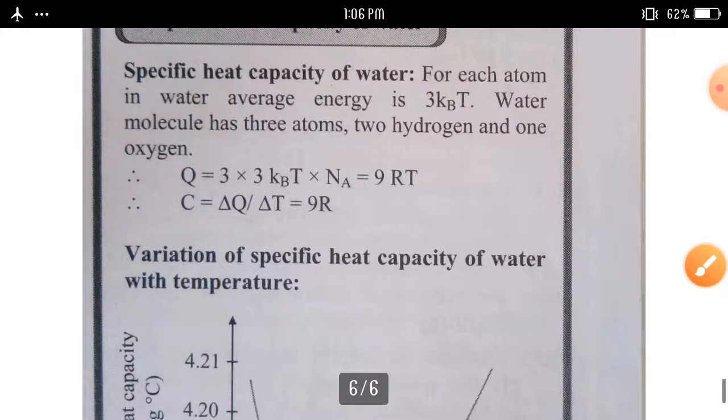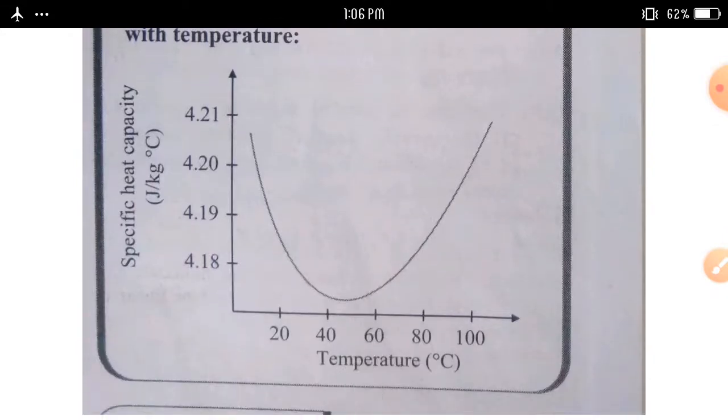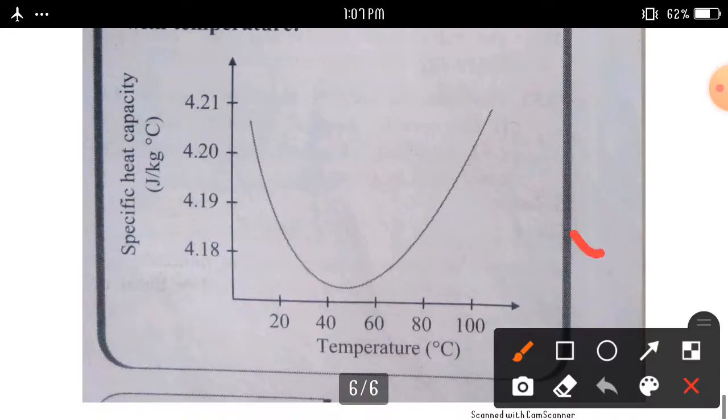Variation of specific heat capacity of water with temperature. We show this variation of specific heat capacity of water with temperature in this graph, specific heat capacity versus temperature. This graph is shown in this way. In this way we can complete this topic.